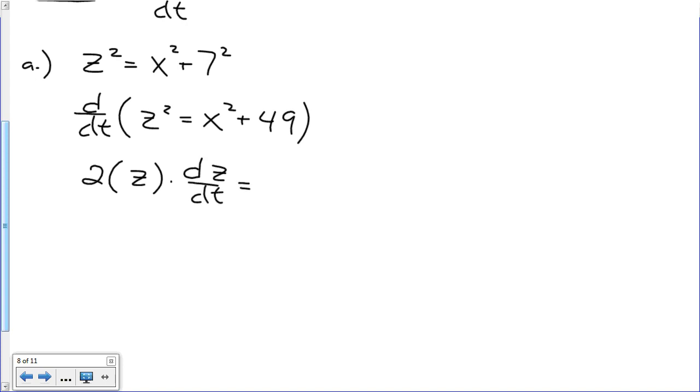And over on the right side, we're going to do the same thing for x squared. It's 2 times something to the first power, and chain rule says you substitute in the inside function, and then we multiply by the derivative of the inside function, that is dx dt. And then finally, we add on the derivative of 49, which is a constant, so its derivative, of course, is 0.